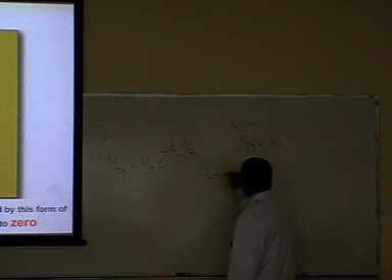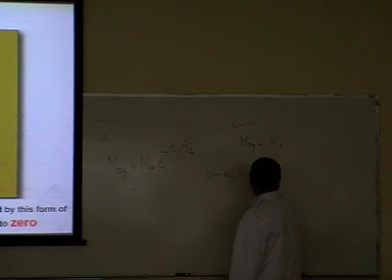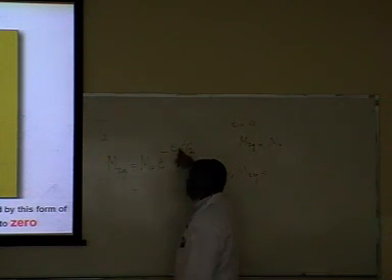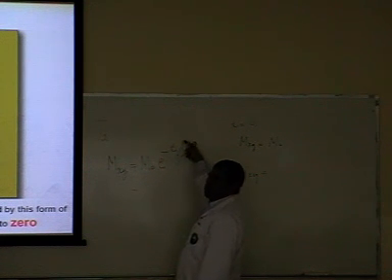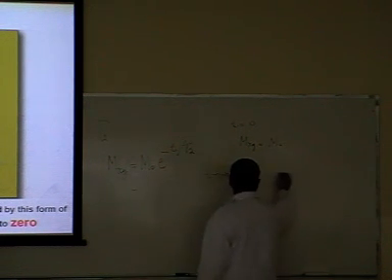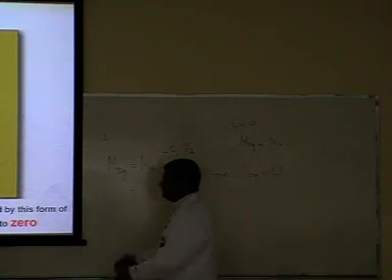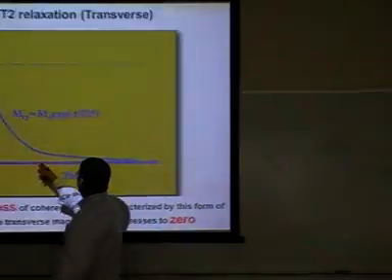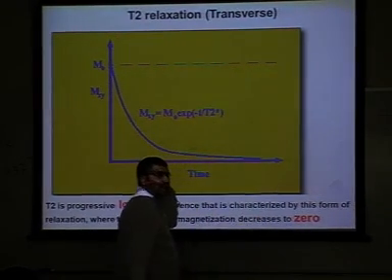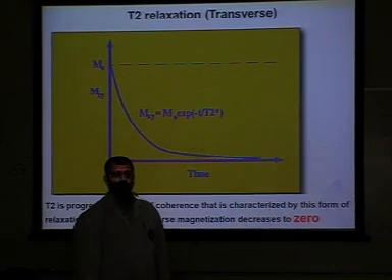as t goes to infinity, what is Mxy going to be equal to? M0 e to the power of minus infinity. 1 over infinity is equal to 0. So that means this is equal to 0. And that's exactly what you have. If you wait for an infinite time, then the transverse magnetization goes to 0.